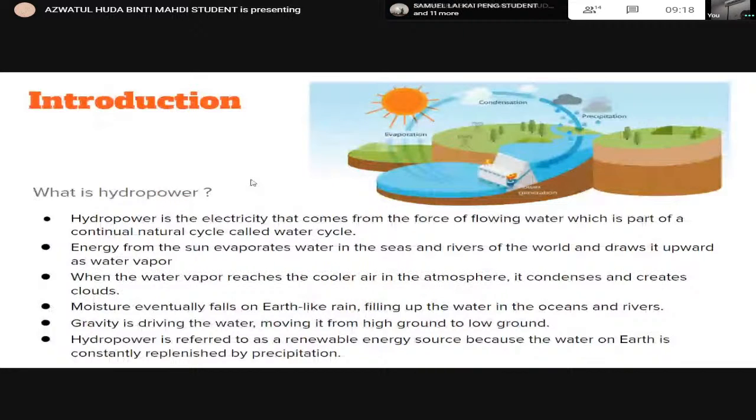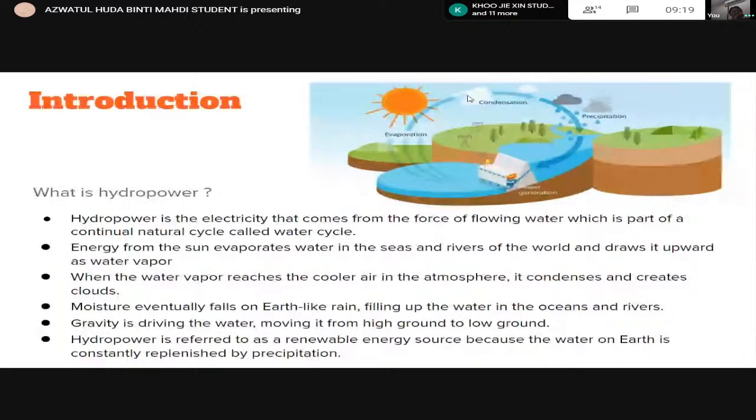From this water, we think it's suitable for us to build hydropower to generate electricity. So what is hydropower? Hydropower is the electricity that comes from the force of flowing water, which is part of a continual natural cycle called the water cycle. This water cycle starts from the energy from the sun that evaporates the water from the seas or the rivers, and then it is drawn upward as water vapor.